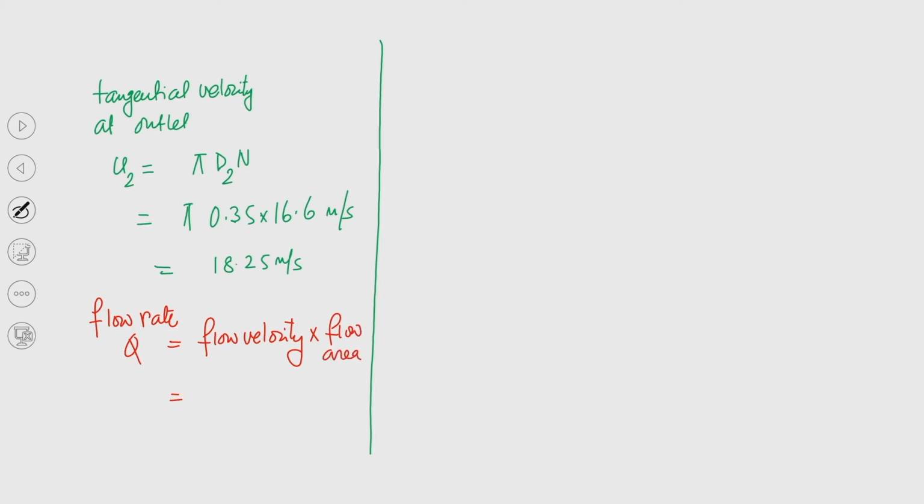So, that is nothing but flow velocity at the outlet, that is CR2 into pi d2 b2. So, that is nothing but Q. So, from this particular expression we can calculate what will be CR2, that is Q divided by pi d2 b2.